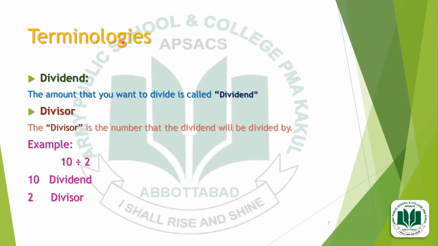Dear students, there are some terminologies which we use in division. The first one is called the dividend. What is dividend? The amount that you want to divide is called dividend. And the divisor is the number that the dividend will be divided by. For example, 10 divided by 2. In this question, 10 is called the dividend and 2 is called the divisor. And remember, students, dividend is always bigger than divisor.